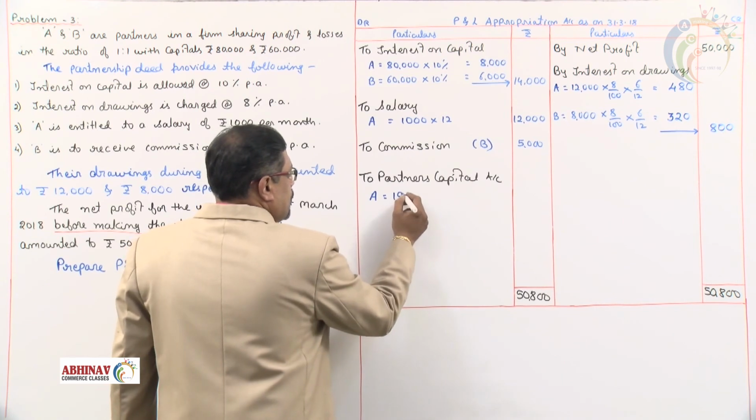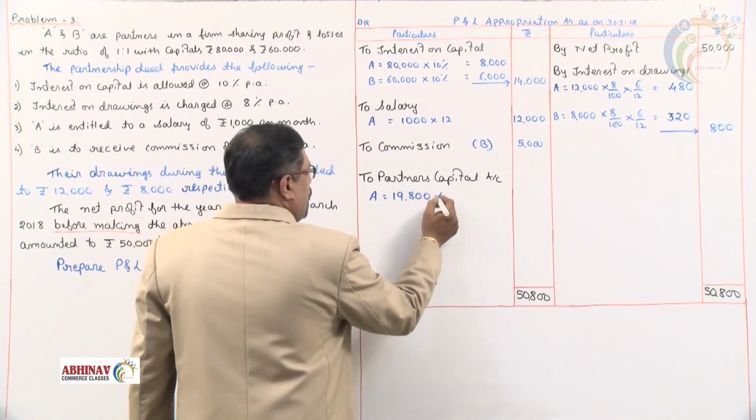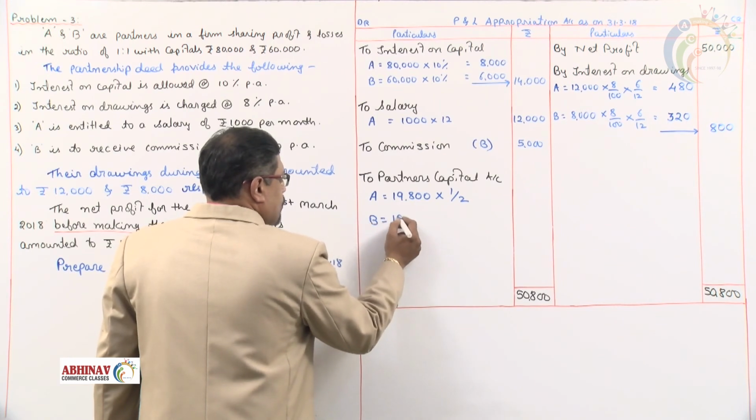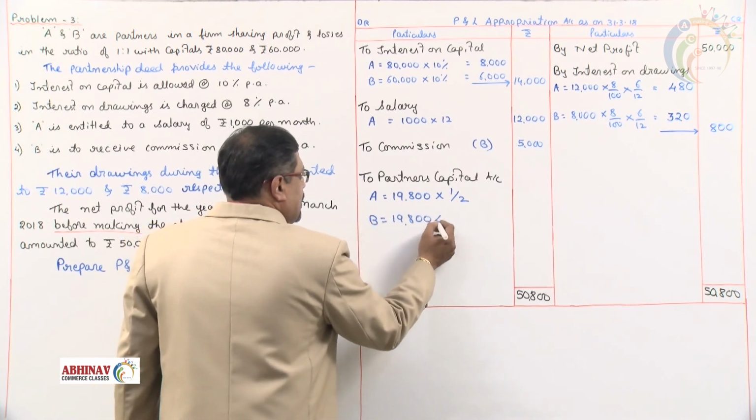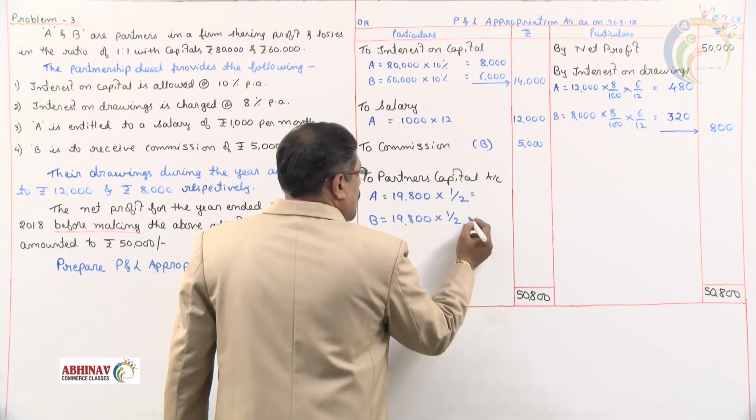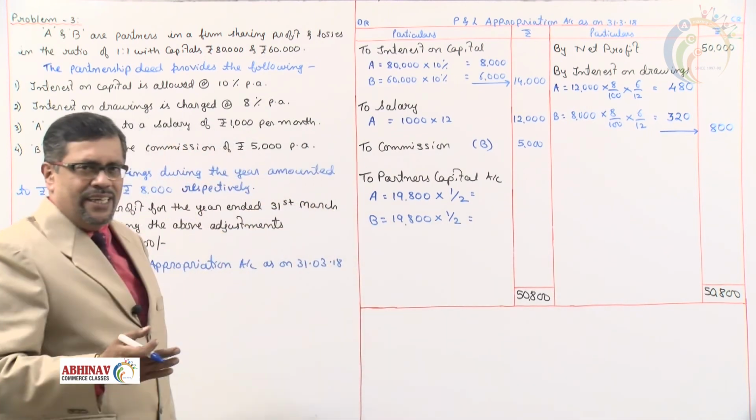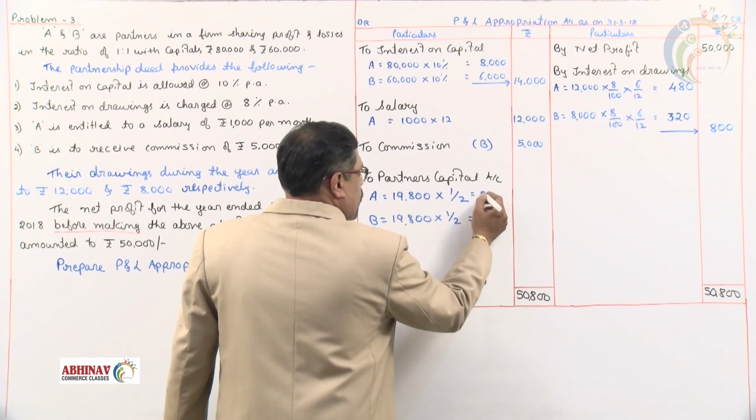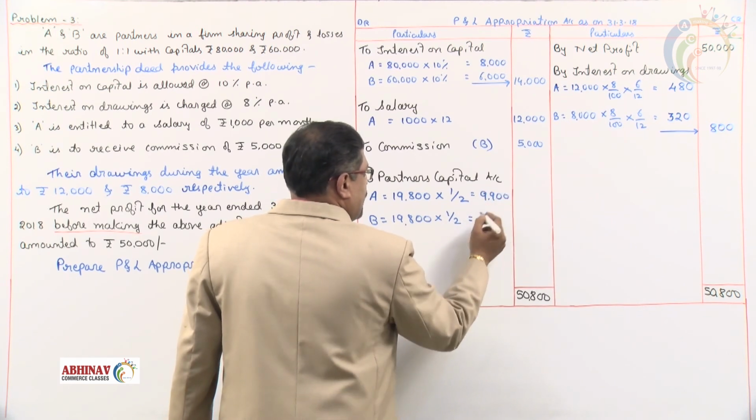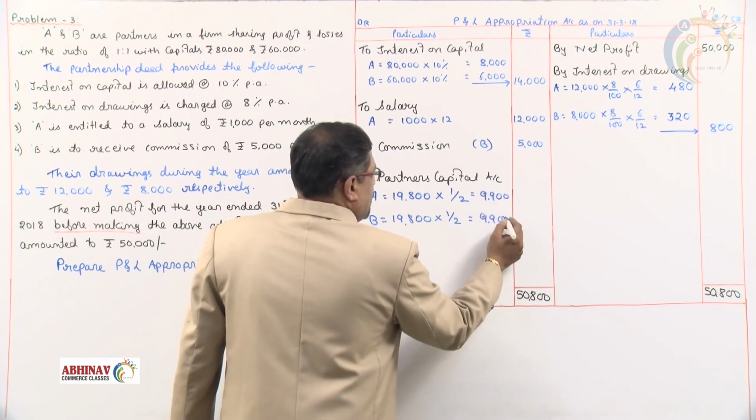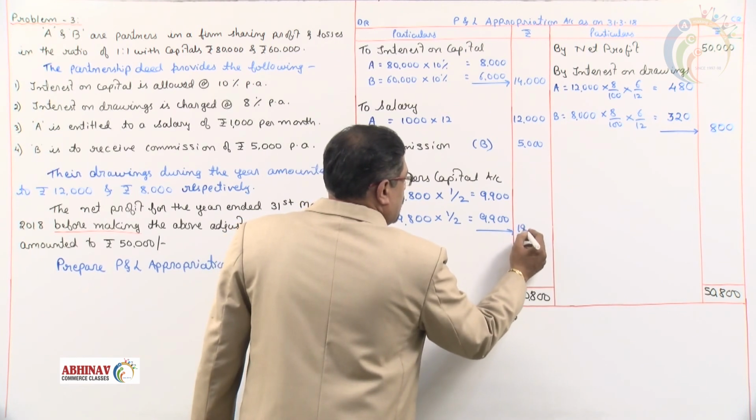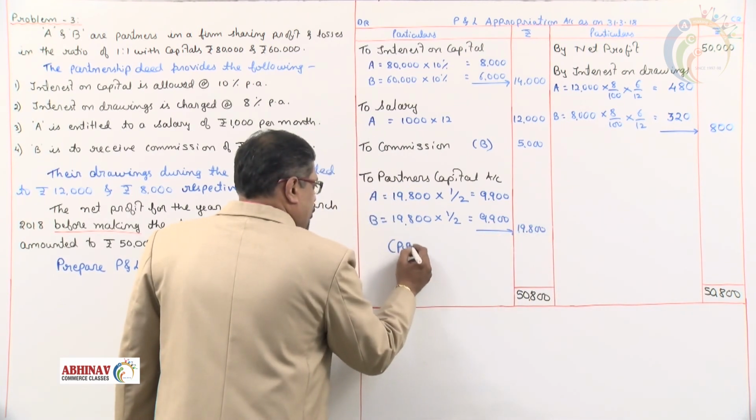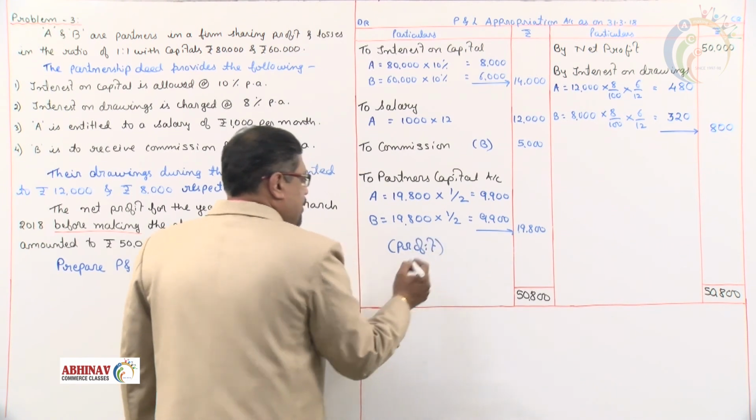A, 19,800 is the profit. 1:1 means 1 by 2. And B, 19,800 into 1 by 2. So, when you distribute, it is nothing but half of 19,800. What we get is 9,900 as the share of each partner. In the amount column, 19,800 in bracket, we'll take it as profit.